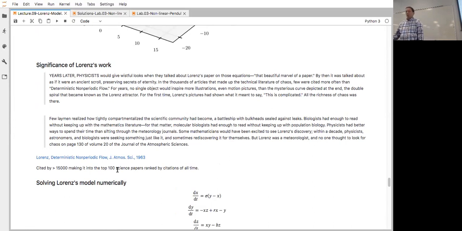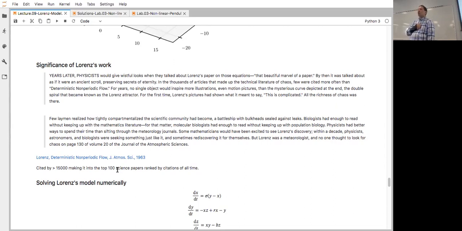By then, by the 80s, it was talked about as if it was an ancient scroll preserving secrets of eternity. In the thousands of articles that made up the technical literature of chaos, few were cited more often than "Deterministic Nonperiodic Flow." That's the name of this paper.